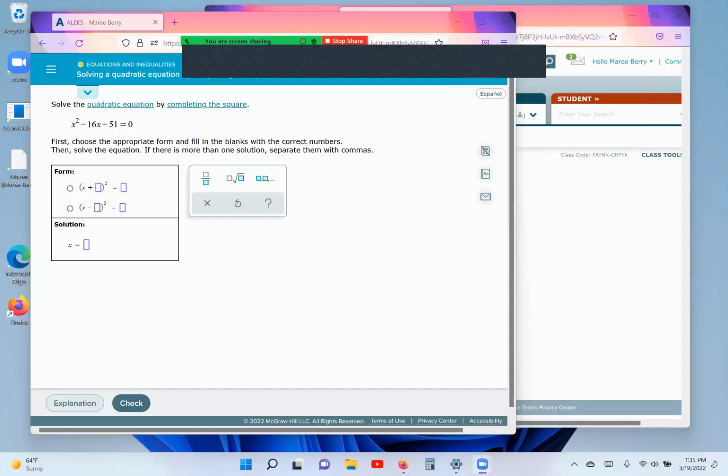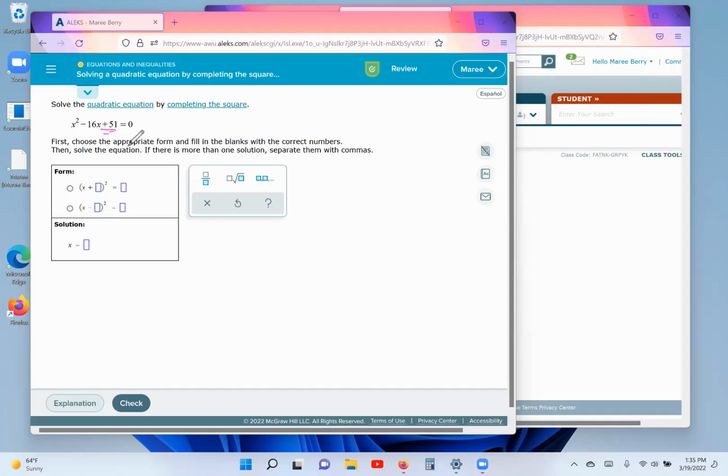On this particular topic, we're actually going to be solving a quadratic equation, which means we're going to find out what x equals. We're going to do it by completing the square. So the very first step is to take this 51 and move it to the other side. So you get minus 51. So far we have x squared minus 16x. And I leave a little space because we're going to add a number right there.